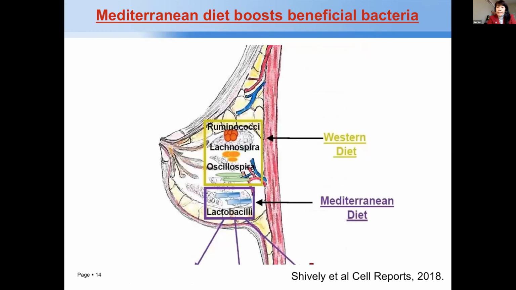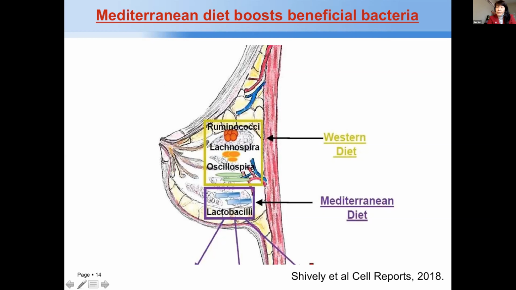Another interesting study, from the literature published in 2018, is talking about how diet boosted beneficial bacteria. This study compared a Western diet to the Mediterranean diet, usually considered relatively healthy. And interestingly, they saw that because of the healthy diet, lactobacilli were enhanced in the breast.